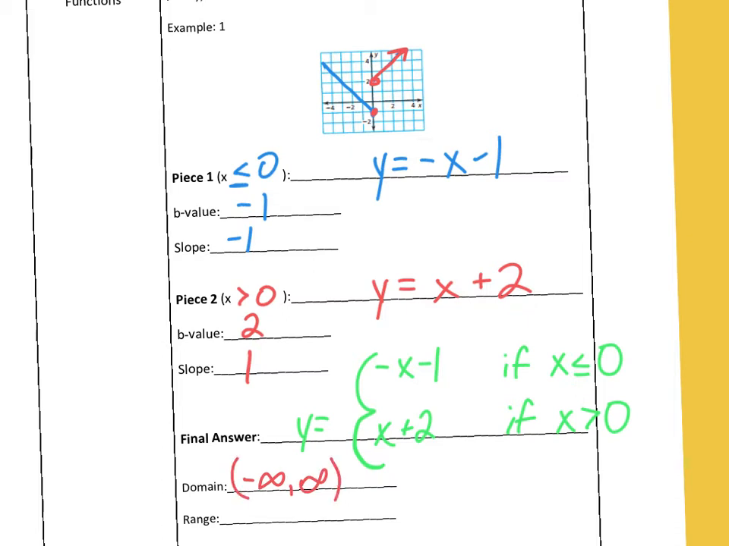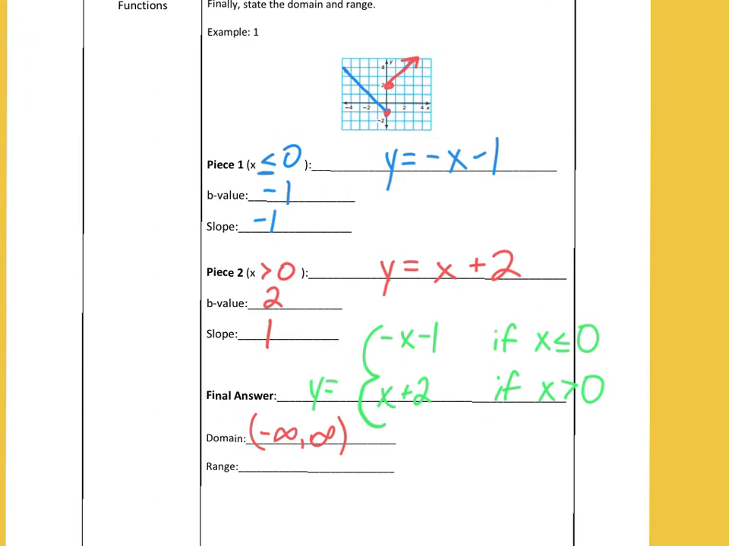Now we got to talk about range. So range works just like it did before, reading from the bottom to the top. So our negative values to our positive values. Where does this graph start? Negative 1. Good. It starts at negative 1 on my y-axis. Where does it end?